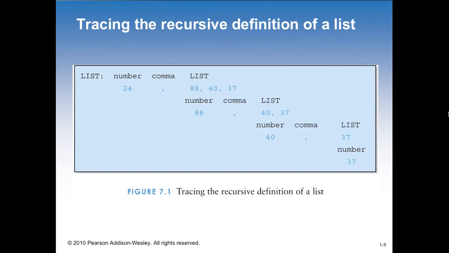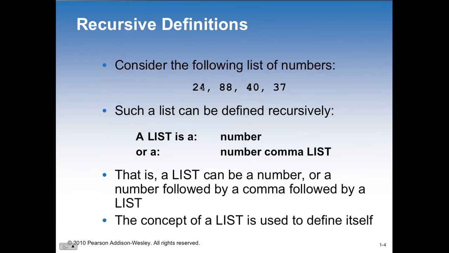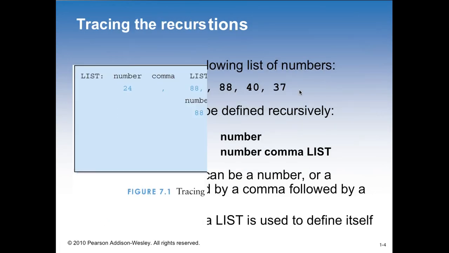So here's tracing the recursive definition of the list. The list is a number, a comma, a list. This is the concept, but it's not in relationship to functions, it's in relationship to the logic. If the list is defined by a number, a comma, and a list, as an example, 24, comma, and then we have the rest of the list, considering that this was the original list we looked at: 24, 88, 40, and 37.